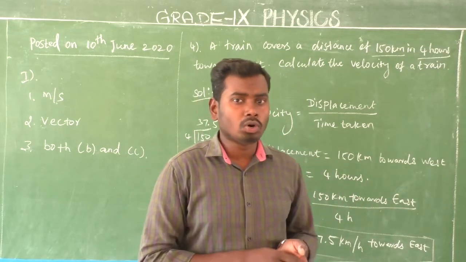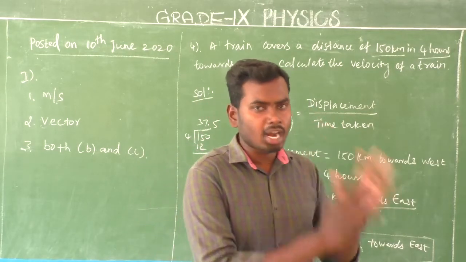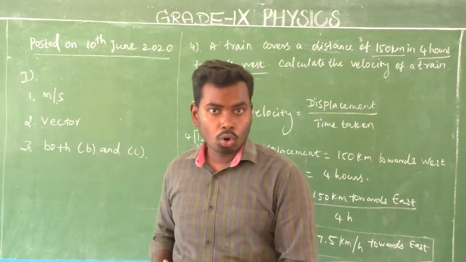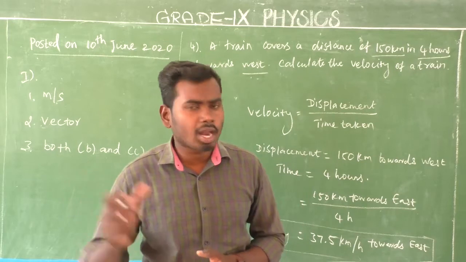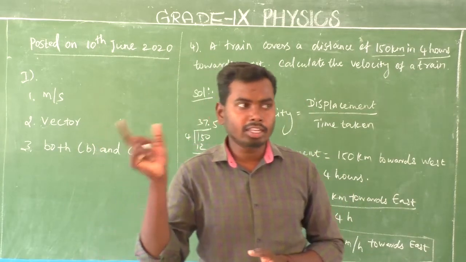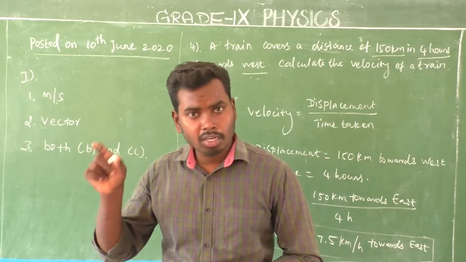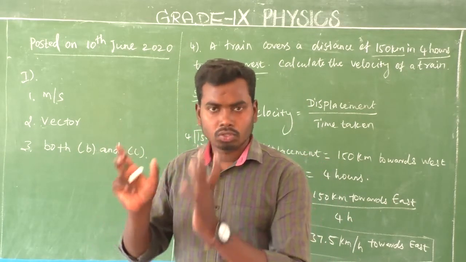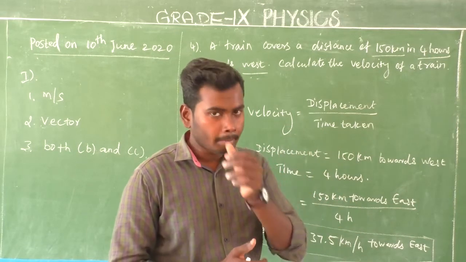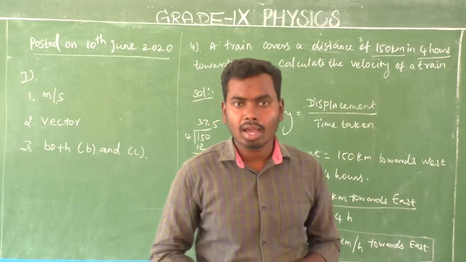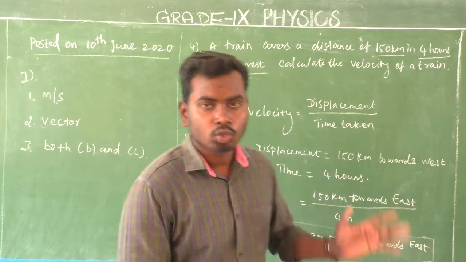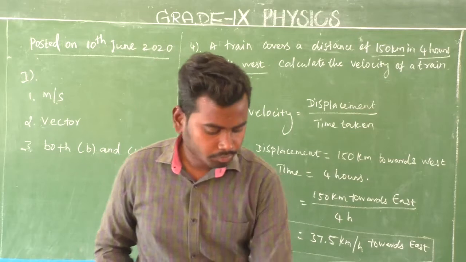Speed can never be 0, but sometimes velocity can be 0. So under what conditions can velocity be 0? Whenever the final position coincides with the initial position, the displacement becomes 0. If the displacement is 0, then velocity becomes 0. Is it clear? So speed is never 0. Keep this point in mind: speed is never 0, whereas velocity can be 0 in some cases. Is it clear? So I am going to write on the board. You look at here.